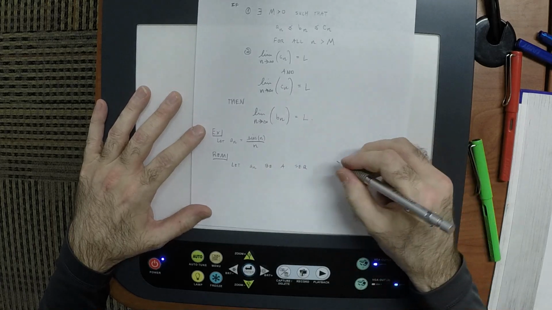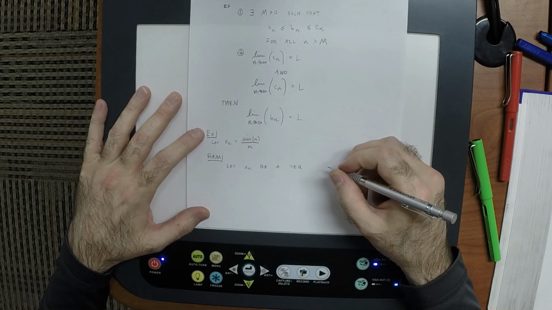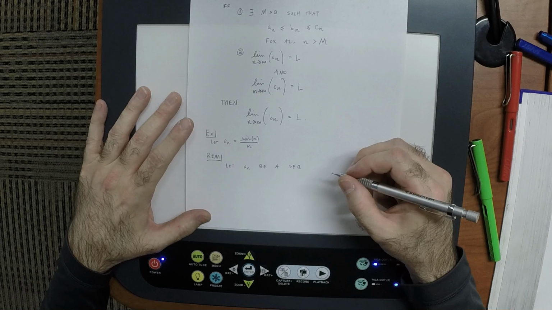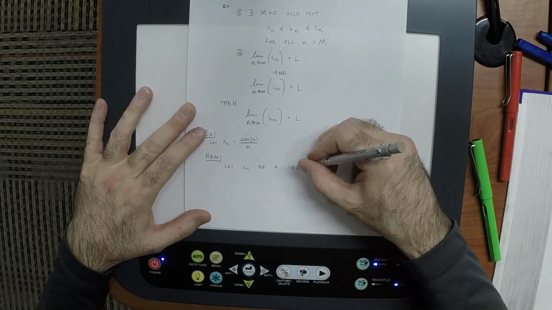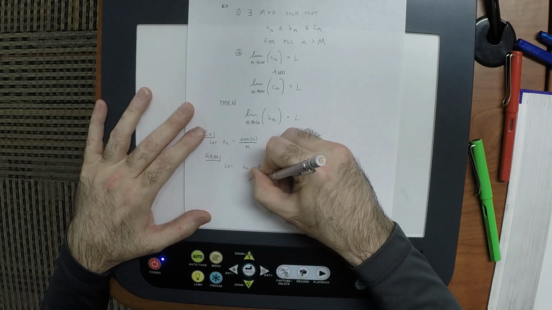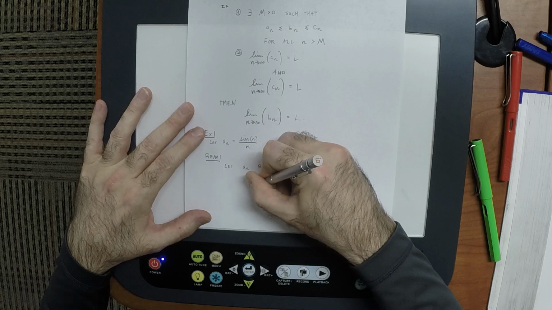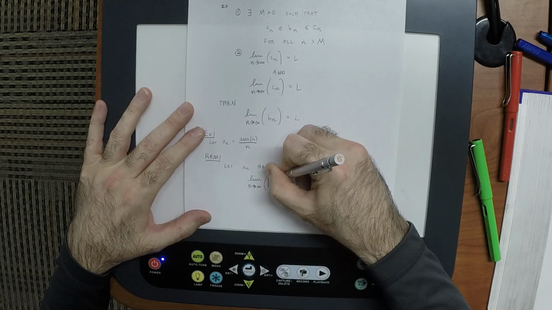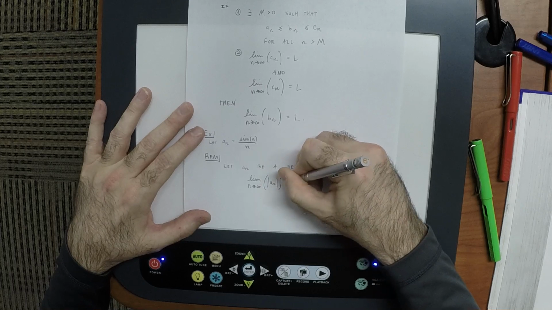Let a n be a sequence. Let me think about this for a second. Let a n be a sequence such that the limit as n goes to infinity of the absolute value of a n is 0.